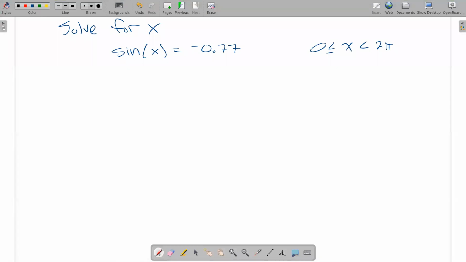All right, so what can we do with this here? A couple things. First thing is we could just apply the sine inverse. So x equals the arc sine of negative 0.77, which is the same thing as saying x equals the sine inverse of negative 0.77. I prefer arc sine, but sine inverse means the same thing.